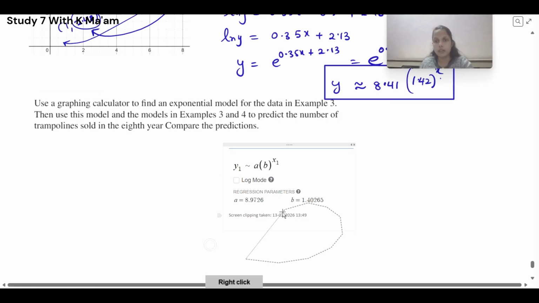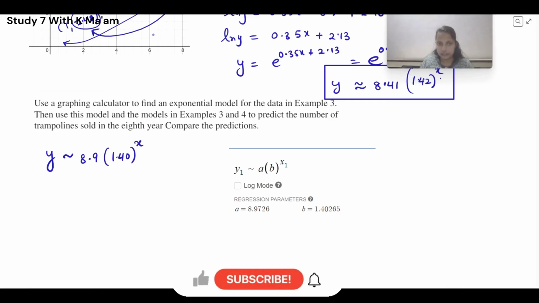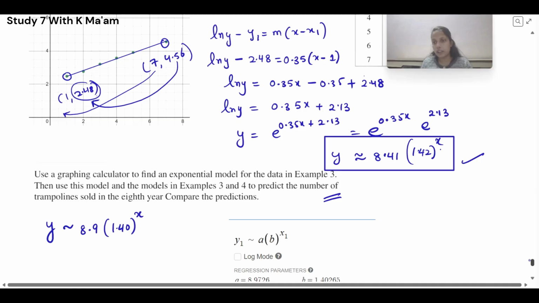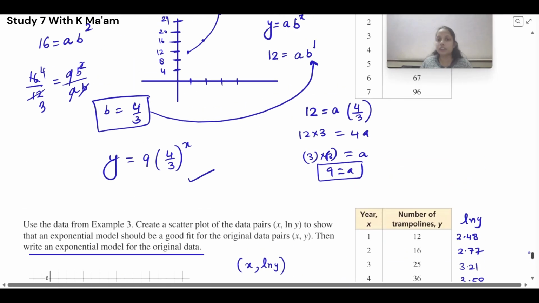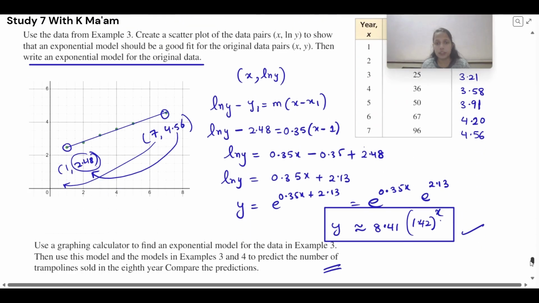Let's write this one. So here, this is your function: y is approximately 8.9 times 1.40 to the power x. So this is the predicted model for the given values. So all three functions you can see. This is with this example, with the previous example I got this function, and before that I got this function. I'm telling you, if you use different values you will get a different answer, but it will be almost the same. Approximately the same values, with differences only in decimals.